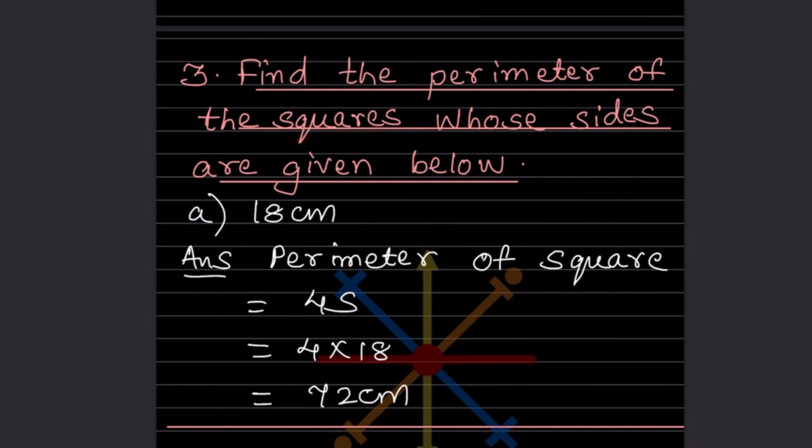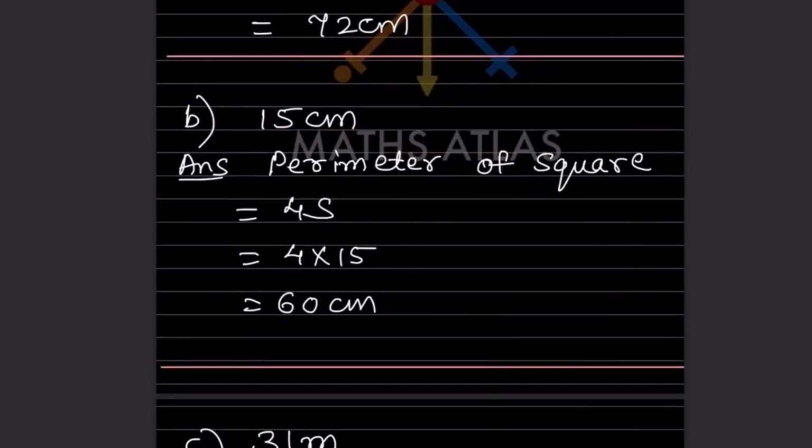Find the perimeter of these squares whose sides are given below. Now you know why they give only one side, and they have also mentioned square. In a square all the sides are the same, isn't it? So here you just have to write the formula, that is perimeter of square means 4s. When I write 4s there is a multiplication sign. You can also write 4 into s, or you can just write 4s, and the side is 18 given, so this is 72.